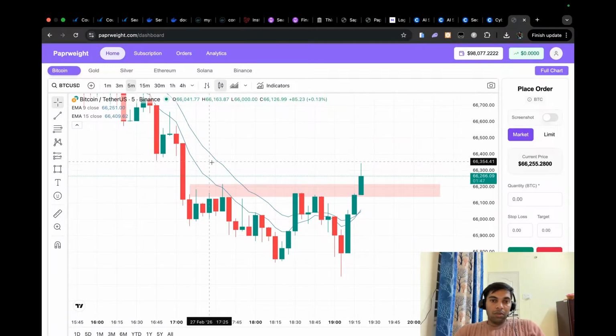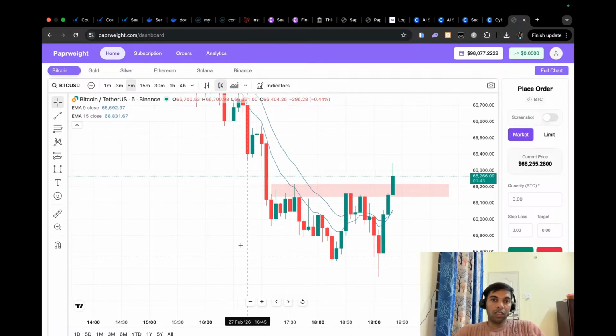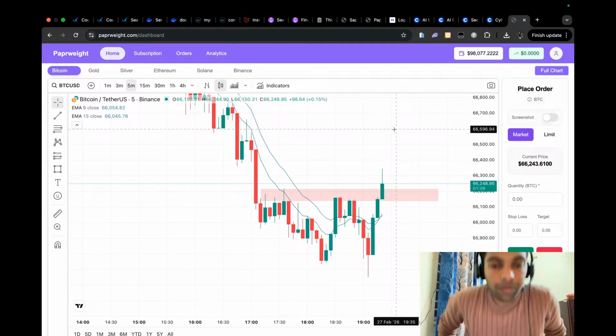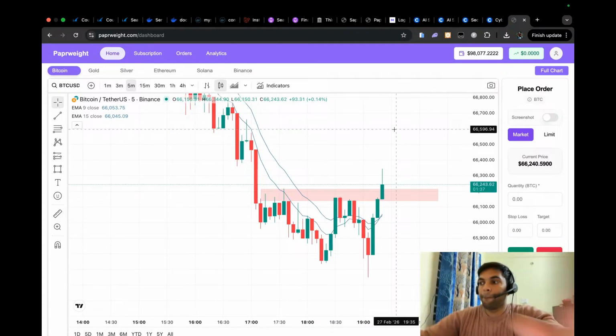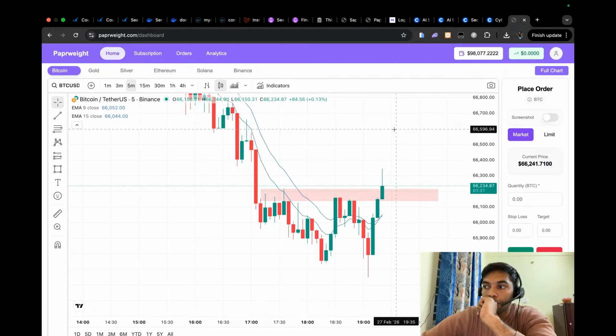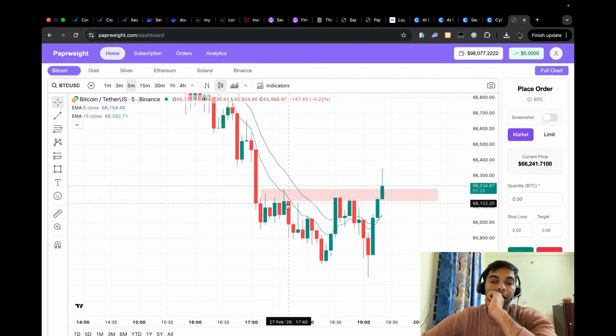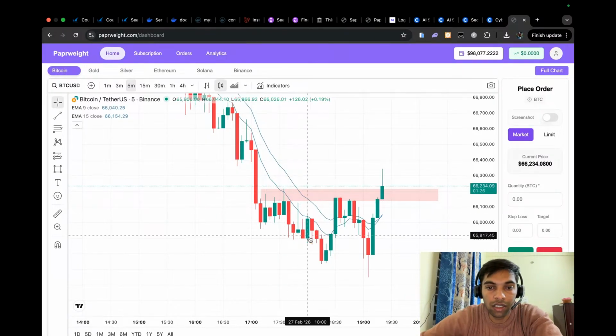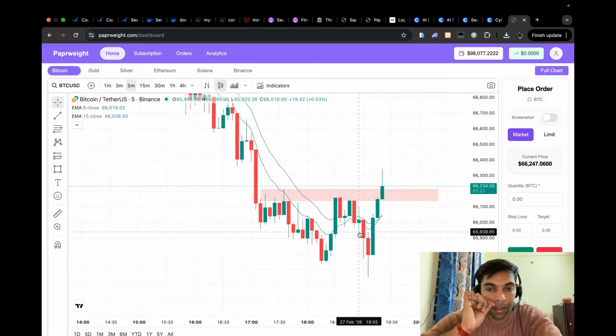This is extremely bearish momentum, or you can just say bearish trend, right? And you can just see this. This is the zone where the market faced a rejection, and this is the first time, and this is the second time the market faced a rejection, right?